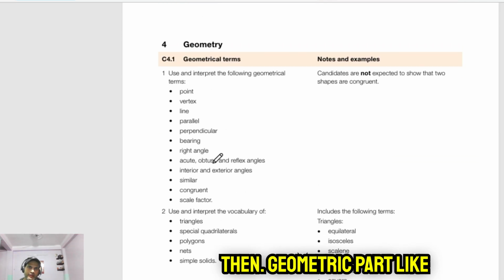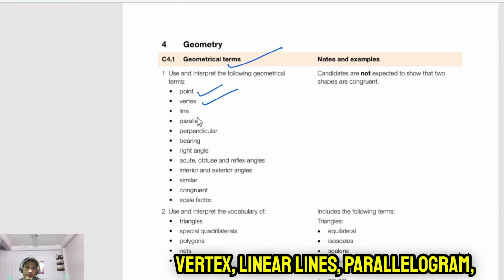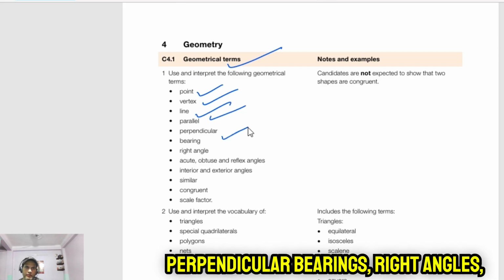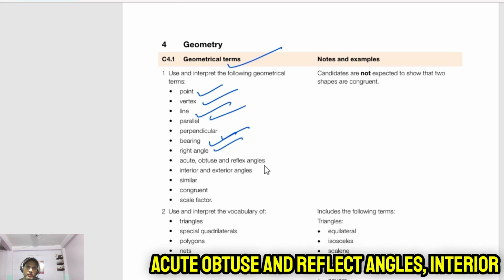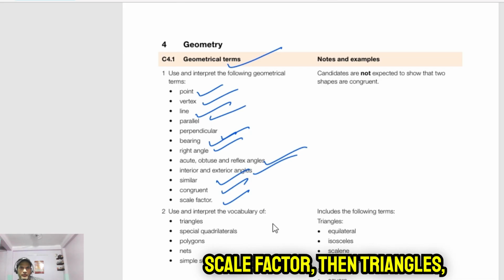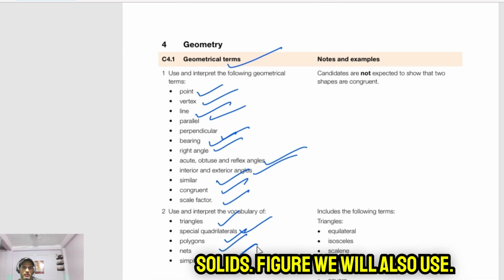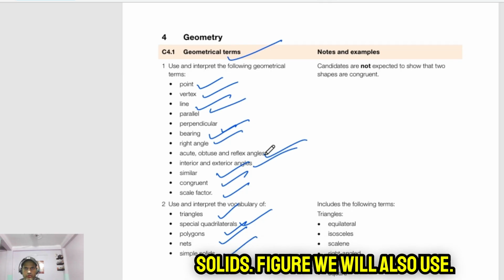Then the geometry part, with practical terms: we will see point, vertex, lines, parallelogram, perpendicular, bearings, right angles, acute, obtuse, and reflex angles, interior and exterior angles, similarity, congruency, and scale factor. Then triangles, quadrilaterals, polygons, nets, and simple solid figures, which we will also use.